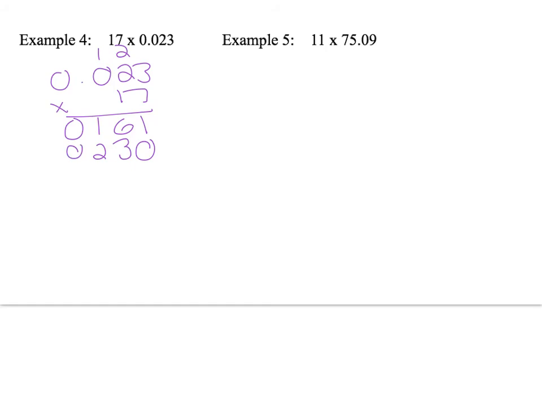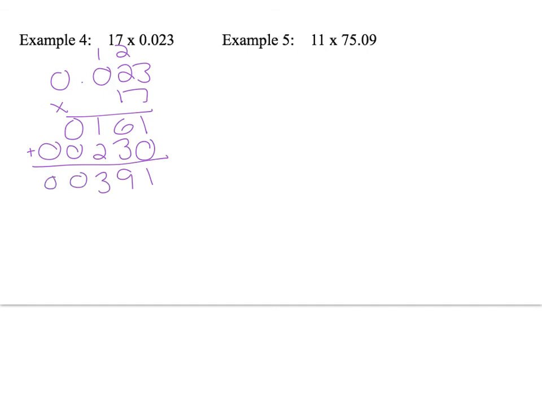Example 4, 23 thousandths times 17. Multiply like normal. 7 times 3 is 21, carry 2. 7 times 2 is 14, plus 2 is 16, carry 1. 7 times 0 plus 1 is 1. 7 times 0 is 0. You can choose to put that or not. Placeholder 0. 1 times 3 is 3, 1 times 2 is 2, 1 times 0 is 0, 1 times 0 is 0. Add the two together, 1, 9, 3, 0, 0.